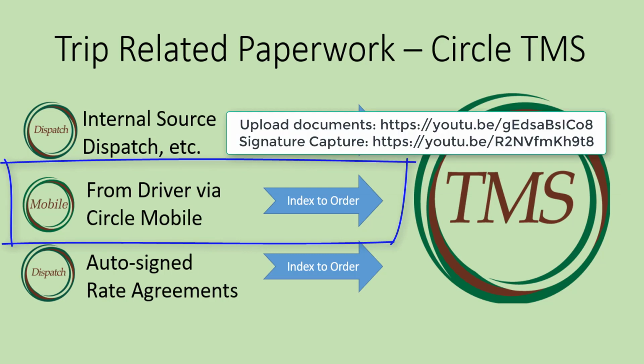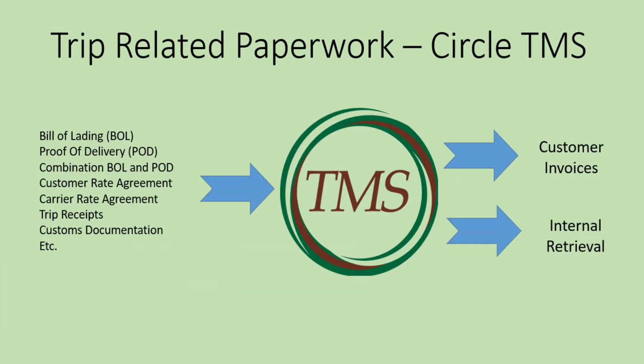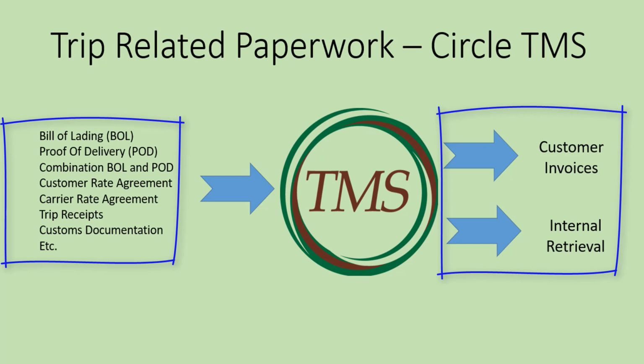Drivers can scan and submit documents from their Circle mobile app. Please see the video on how this can be done. Or you can send customers and carriers rate agreements and have your customers or carriers electronically sign the documents and have them automatically indexed to the order. All of these document types and more can easily be indexed to the order and then subsequently included with invoices or used for internal review purposes.